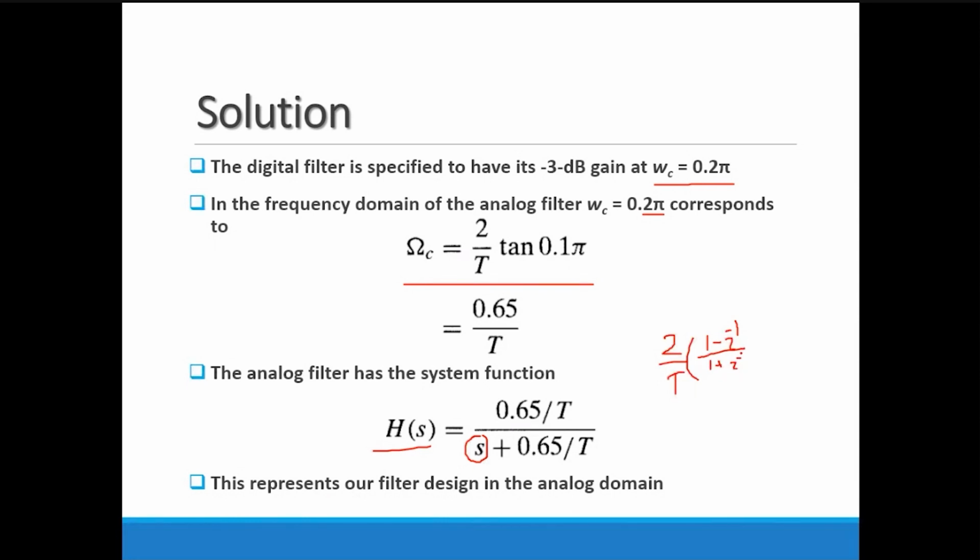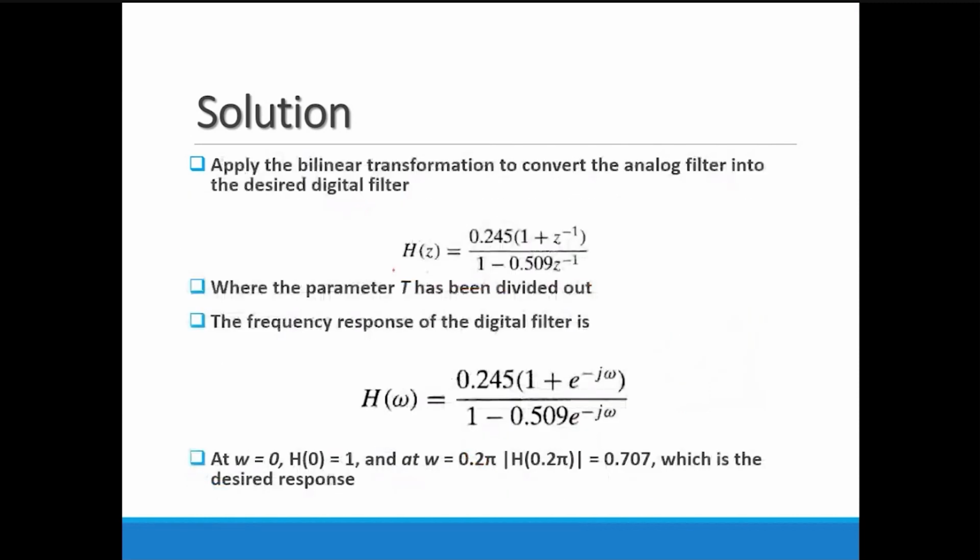Again the term whatever we are applying, that is 2 by T. So here all these T terms will be cancelled out. So finally when you simplify, your equation will be H of z is equal to 0.245 into (1 plus z inverse) divided by (1 minus 0.509 z inverse). Here all the T parameters have been cancelled out.